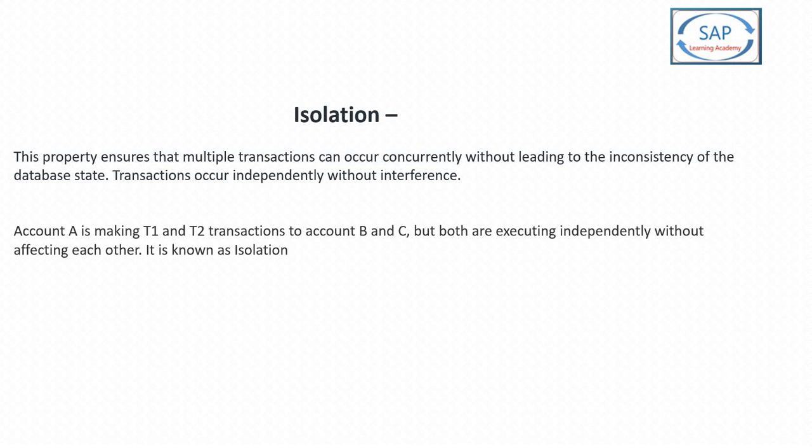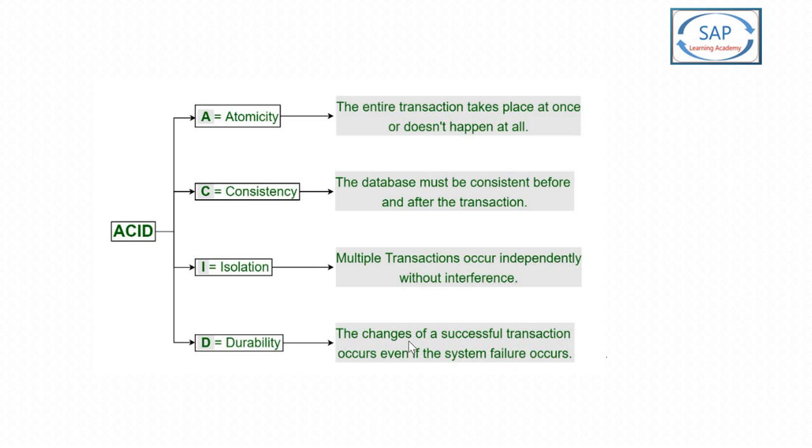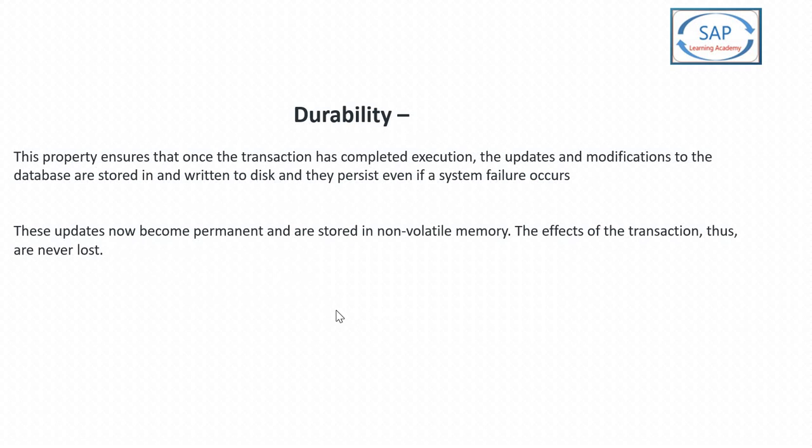So coming to the last property, that is durability. The changes of a successful transaction persist even if a system failure occurs. This property ensures that once the transaction has completed execution, the updates and modifications to the database are stored in and written to the disk, and they persist even if a system failure occurs. These updates become permanent and are stored in non-volatile memory, and the effects of the transaction are never lost.